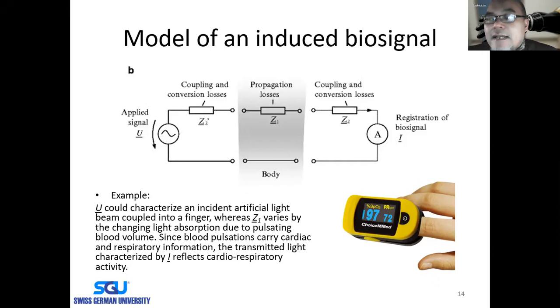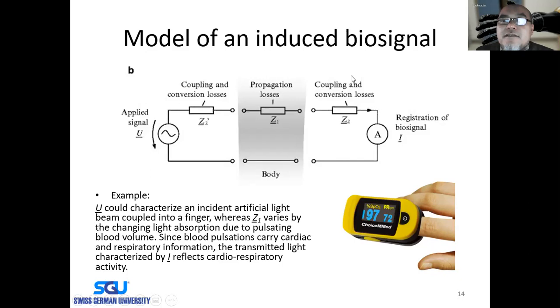So this is also an active transducer, because the signal doesn't originate from the body. The signal originates from the pulse oximeter itself because it carries an LED, a light source. Here U is the incident artificial light coupled into the finger. The body here is our finger. Z1 varies by the changing light absorption due to the pulsating blood volume. Depending on the oxygen content in the blood, it will have different red wavelength absorption. Since blood pulsations carry cardiac and respiratory information, the transmitted light characterized by I reflects the cardiorespiratory activity.